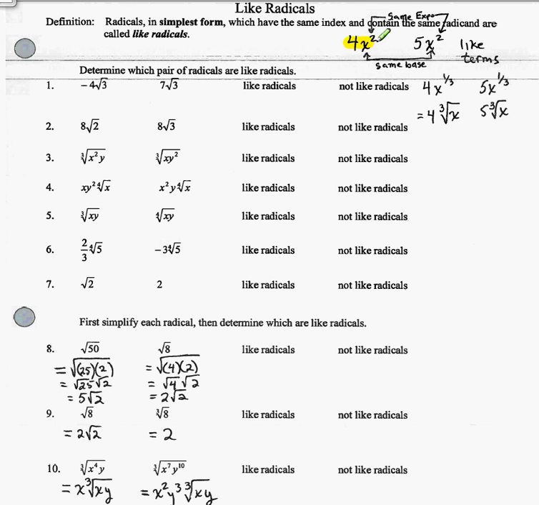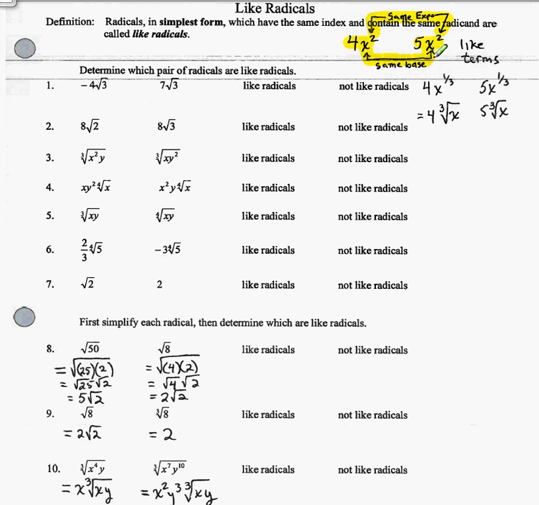4x squared, 5x squared are considered like terms. And why are they considered like terms? Well, first of all, notice that the base on both of these expressions are the same. Furthermore, the exponents have to be the same as well. So when the bases are the same and the exponents are the same, we call the two terms like terms.